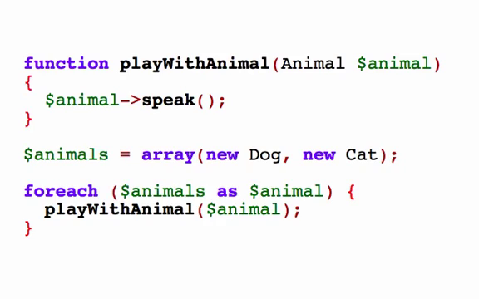So in this case, I've got this play with animal function. It tells the animal to speak. I'm going to loop over it, tell it to play with the animal, and I'm going to get back out woof if it's a dog, and I'll get meow out if it's a cat.